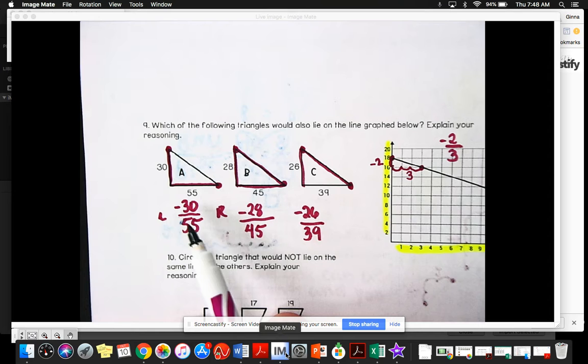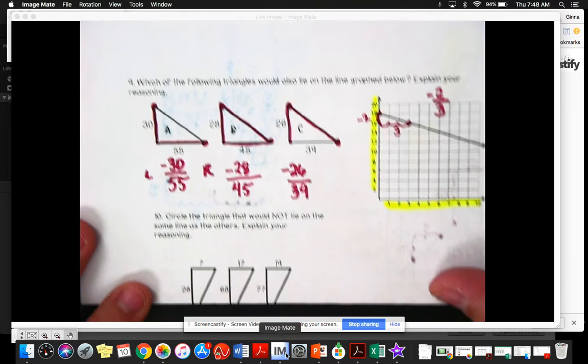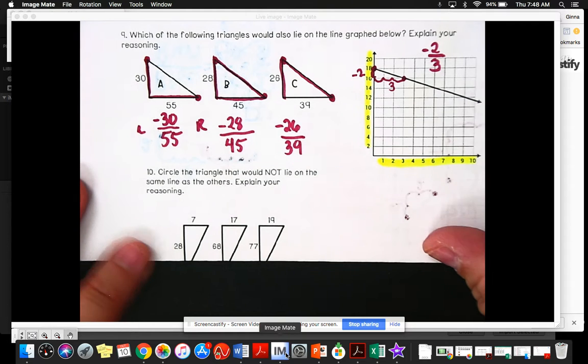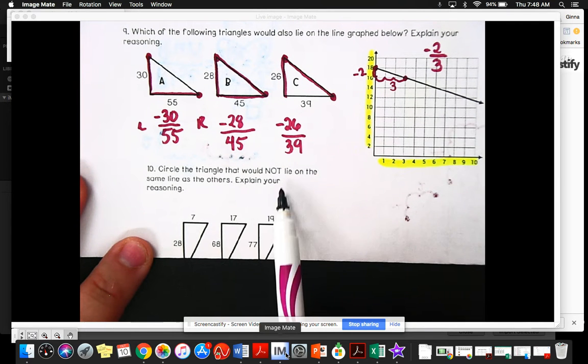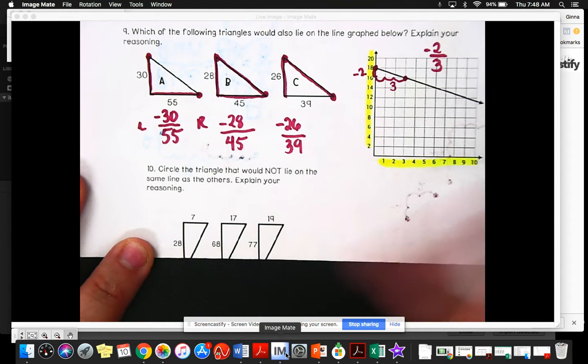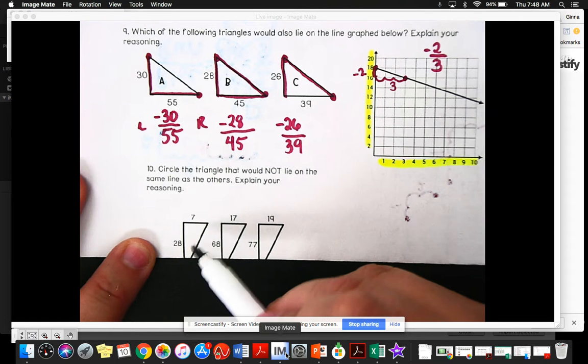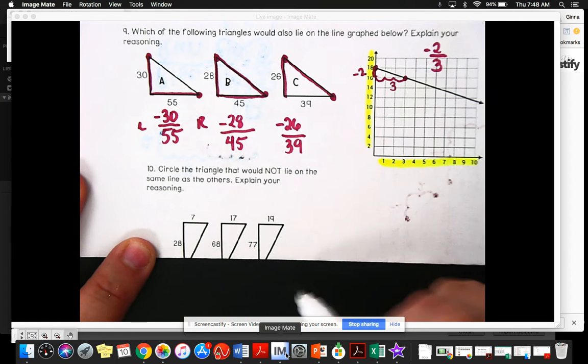So your job is to figure out which one of these is equivalent to -2/3. Which one of these will give us the same slope if simplified. So I'm not going to finish it with you. You're going to finish that on your own. And then on the bottom, it says the same thing. Circle the triangle that would not lie on the same line as the others. Explain your reasoning. So remember, when we did the triangles, you said any 2 triangles on the same line have the same slope. So you need to find the 2 triangles that will simplify to the same slope.